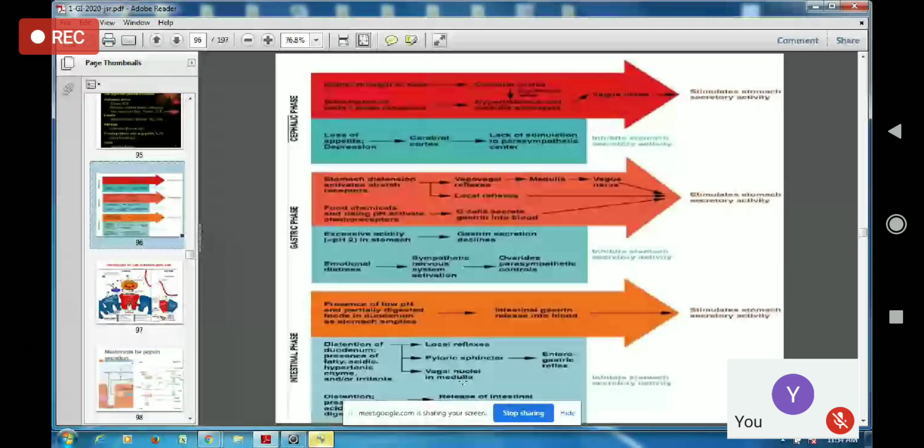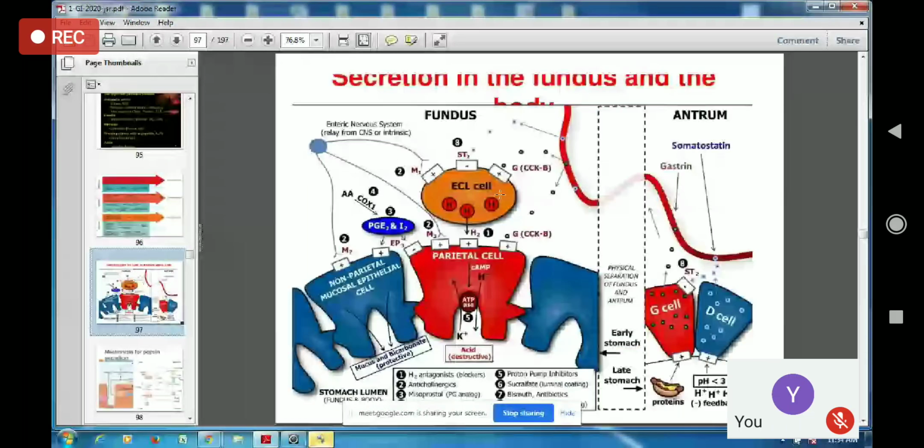Then another favorite question of your examiners is regarding the regulation of HCl secretion. For that, you have to say there are two ways of regulation. One is the neural control, that is control by the nervous system, the sympathetic and the parasympathetic nervous system. And another is hormonal. You have to talk about histamine, which is a paracrine, not a hormone. Then you have to talk about gastrin. Then you have to talk about somatostatin, which is a hormone.